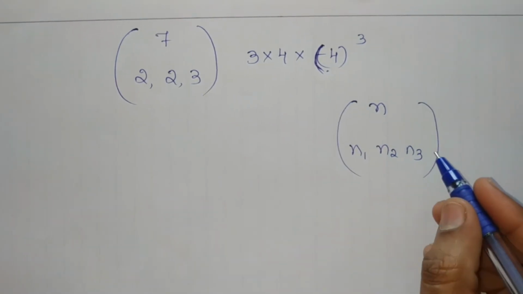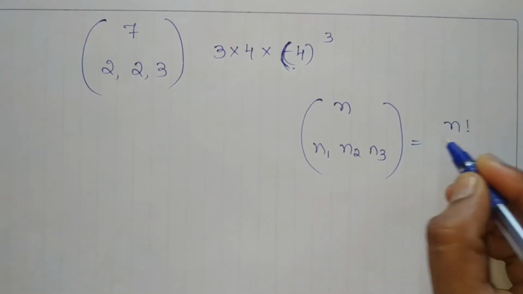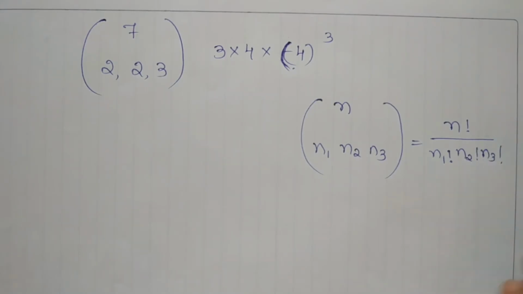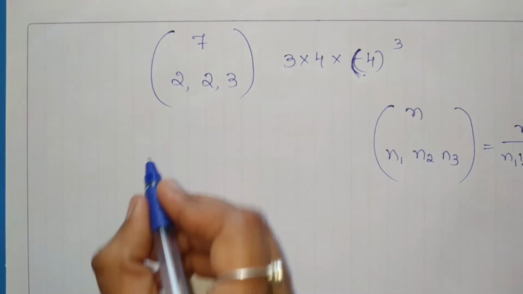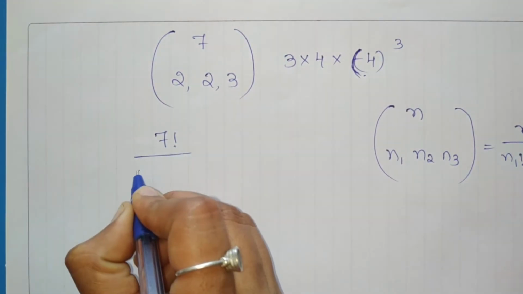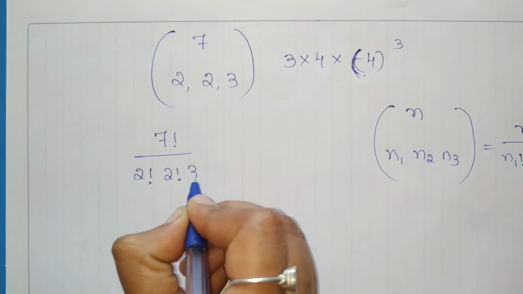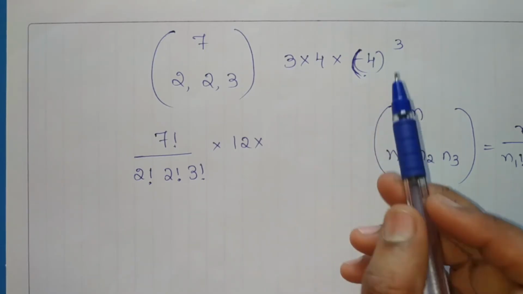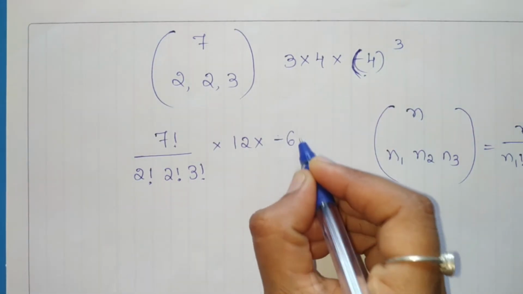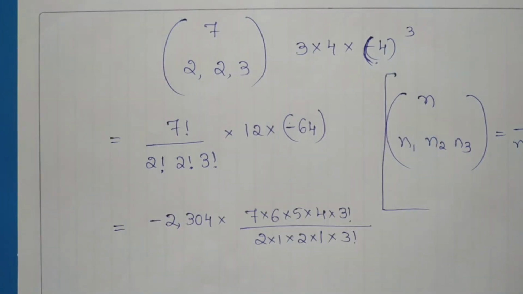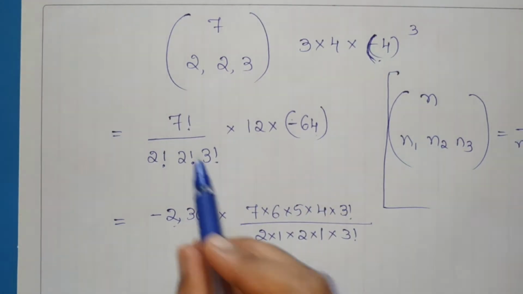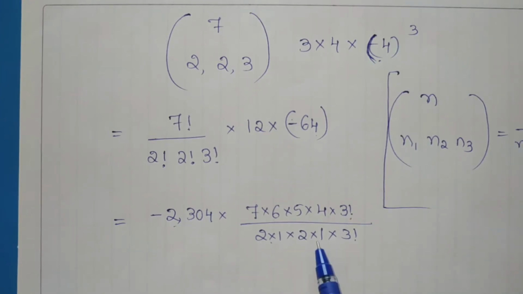So how should we evaluate this? This is equal to n factorial divided by n1 factorial into n2 factorial into n3 factorial. Okay. So here n is equal to 7, that is 7 factorial, 2 factorial, 2 factorial, 3 factorial. So into 12, 4 4s are 16, 16 4s are 64, right? So minus 64 it is. So this is minus 2304. So this product, and this will be 7 factorial, 2 factorial, 2 factorial, 3 factorial.